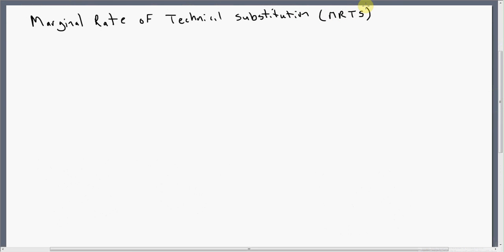MRTS for short. The marginal rate of technical substitution is going to be defined as the amount of capital that can be substituted for 1 unit of labor, holding output fixed. Again, the amount of capital that can be substituted for 1 unit of labor, holding output fixed. The best way to think about it is by looking at it with an isoquant.